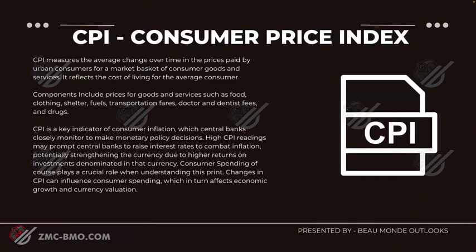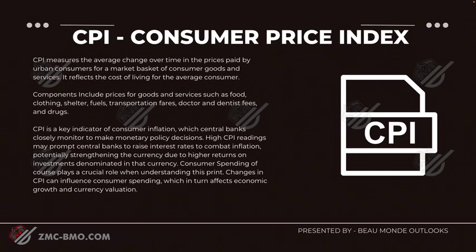Now, when you look at CPI, which is Consumer Price Index, it measures the average change over time in prices paid by consumers for, of course, a basket of consumer goods and services. It reflects the costs of living for the average consumer. Now, components include prices for goods and services such as food, clothing, shelter, fuel, transportation, doctor and dentist fees, drugs, meaning pharmaceutical, not your recreational there.